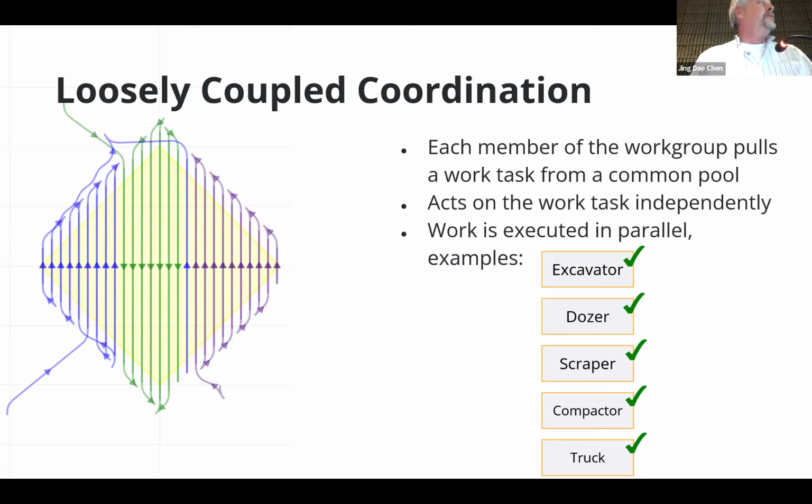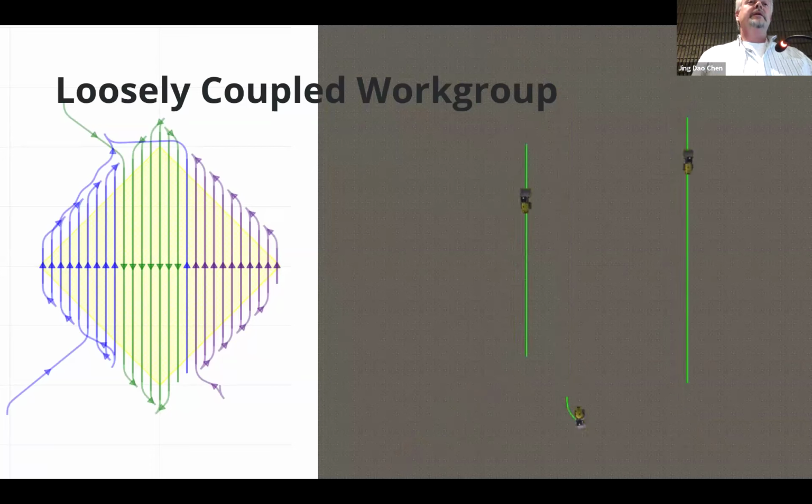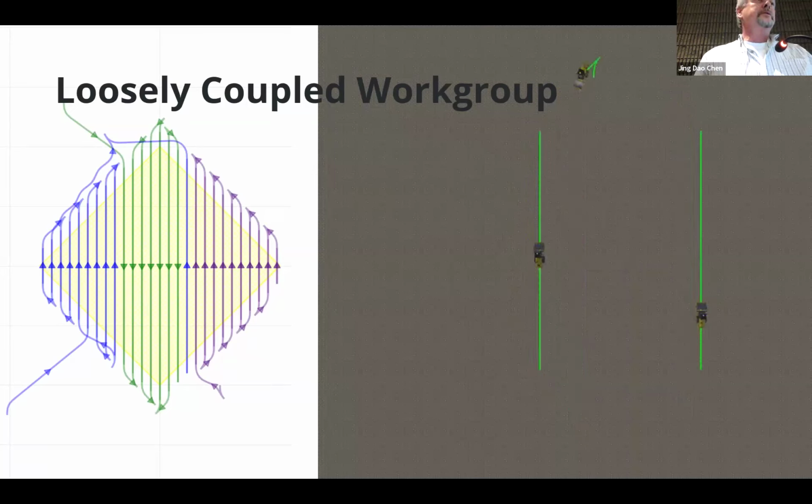For construction vehicles, you can execute excavators, dozers, scrapers, compactors, and trucks loosely coupled. What that really means is each member of the work group pulls from a common pool. It does its activities independently. And then by doing that, you can do your work in parallel. Here is an example of 3 compactors compacting a common area. And the way they accomplish this is they're drawing up from the pool of rows as work to be done as they become available. So it's a simple queuing problem and a distribution problem across the group of vehicles.